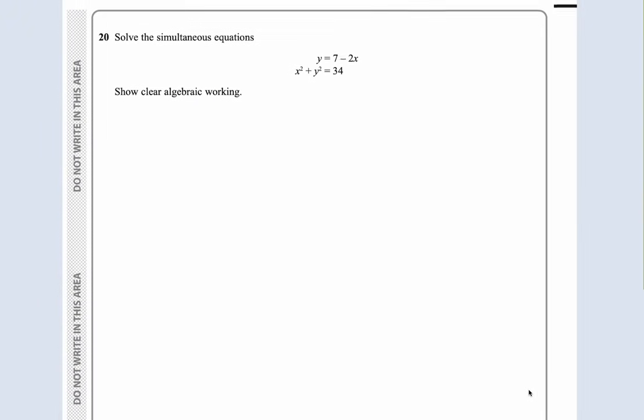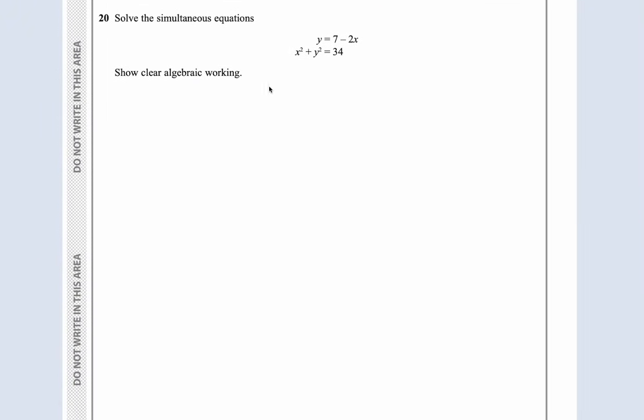Okay, question 20. Okay, solve the simultaneous equations, guys. These are hard, but at least this one's fairly straightforward. At least I know what to do. I'm going to sub this. This is my y. I'm going to sub this in there instead of y. So I have x squared plus, instead of y, I'm going to do (7 minus 2x) squared equals 34. So now I have an equation with just x's in it.